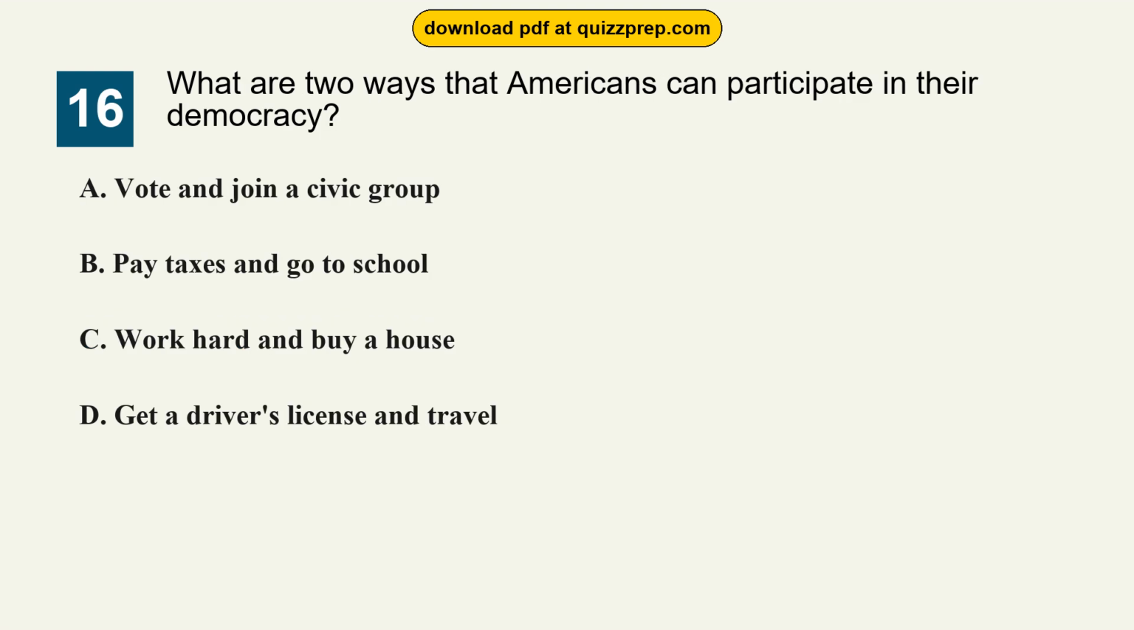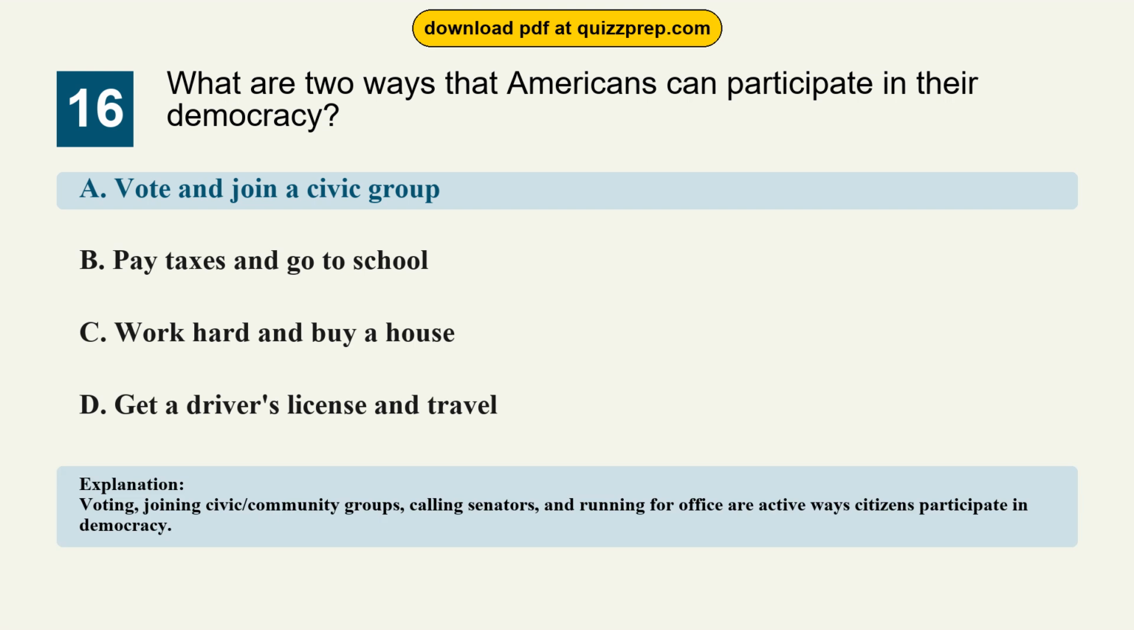Question 16. What are 2 ways that Americans can participate in their democracy? Option A, vote and join a civic group. Option B, pay taxes and go to school. Option C, work hard and buy a house. Option D, get a driver's license and travel. The correct answer is option A, vote and join a civic group. Voting, joining civic/community groups, calling senators, and running for office are active ways citizens participate in democracy.